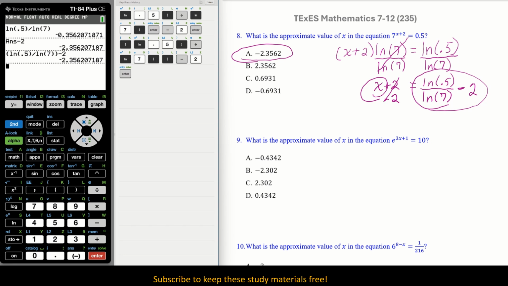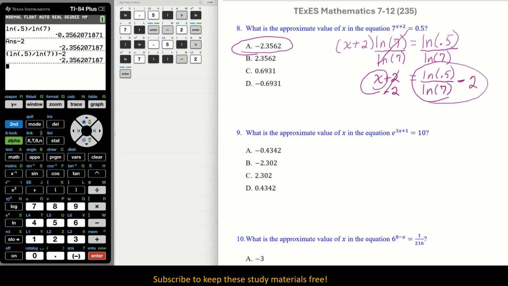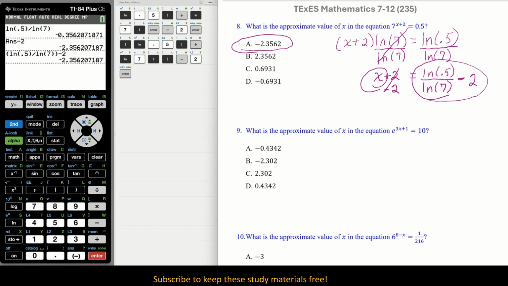Okay, let's look at number 9. What is the approximate value of x in the equation e to the 3x plus 1 equals 10? Okay, definitely have to apply the natural log here. Okay, so what's really happening? Well, because we're applying the natural log, okay, we have 3x plus 1, okay, but then we're applying the natural log to e and the natural log to 10. This guy becomes what?